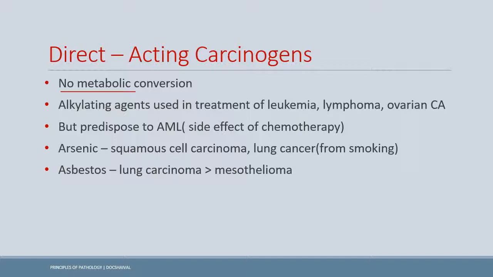Now, the next one is arsenic, and arsenic is usually linked with the skin, and you can recall that even in arsenic poisoning, we have lines on the skin, in the nails and in the hairs. Even after death you can see the arsenic poisoning findings in the dead person. So by this you can remember that arsenic is involved in squamous cell carcinoma of the skin, and it is also linked with lung cancer from smoking.